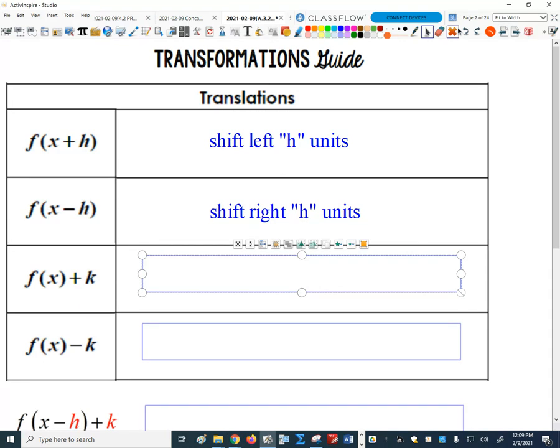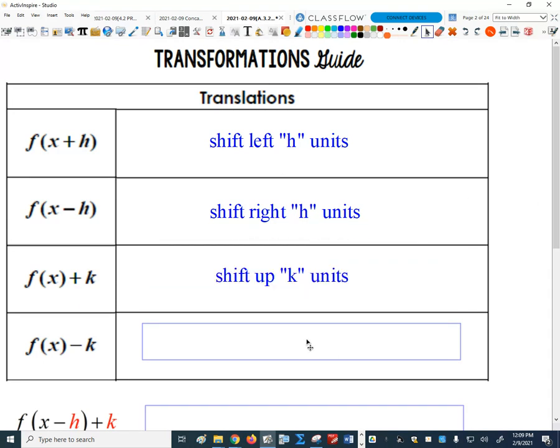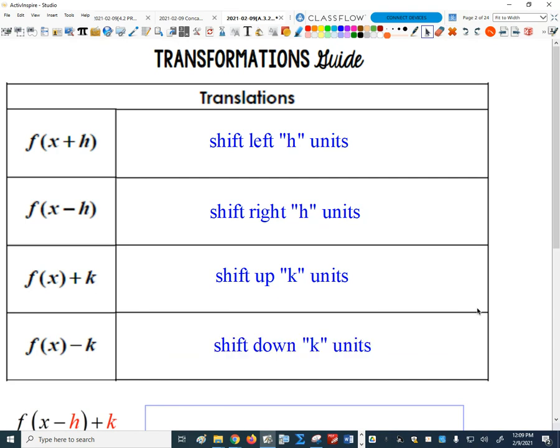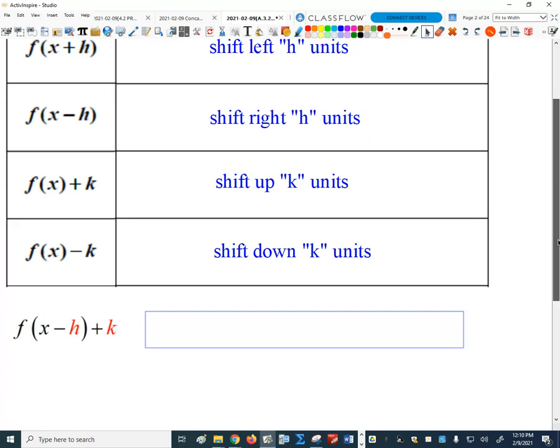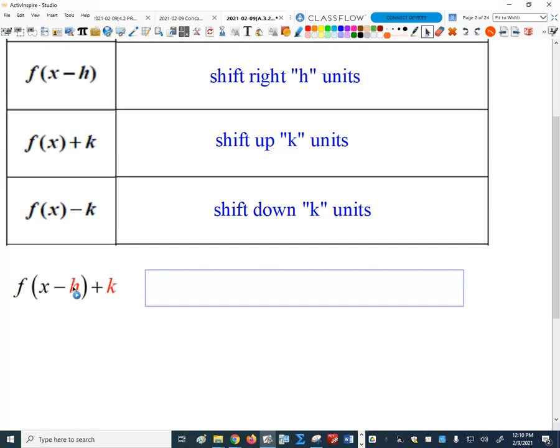So f of x plus k means we're going up by k units. F of x minus k means we're going down by k units. Okay, now let's look at both of these together.